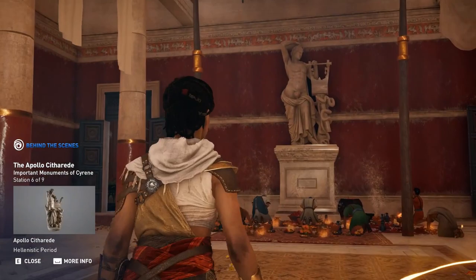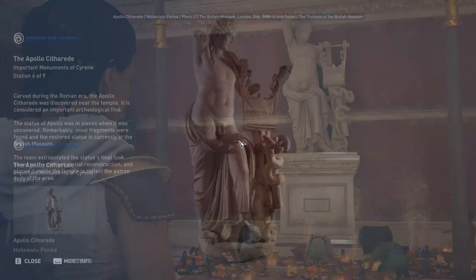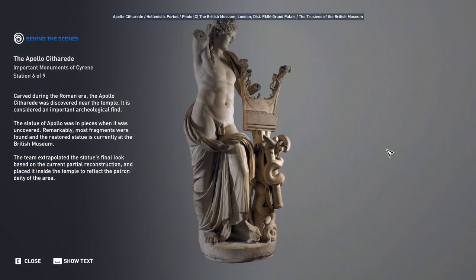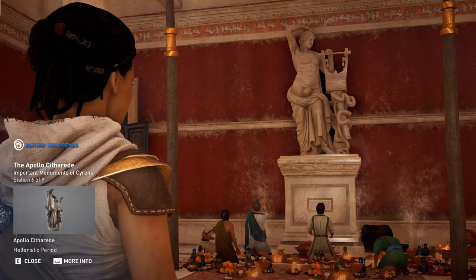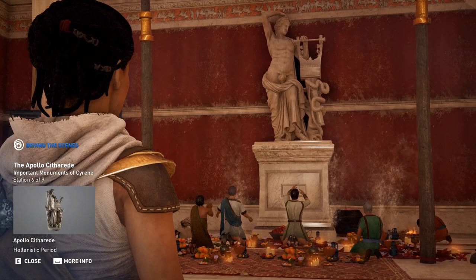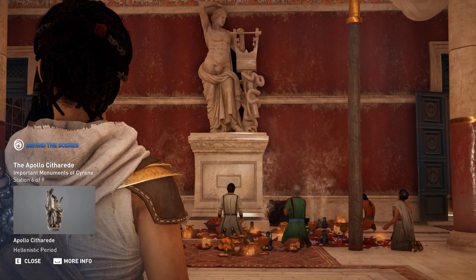Carved during the Roman era, the Apollo Citharede was discovered near the temple. It is considered an important archaeological find. The statue of Apollo was in pieces when it was uncovered. Remarkably, most fragments were found, and the restored statue is currently at the British Museum. The team extrapolated the statue's final look based on the current partial reconstruction and placed it inside the temple to reflect the patron deity of the area.